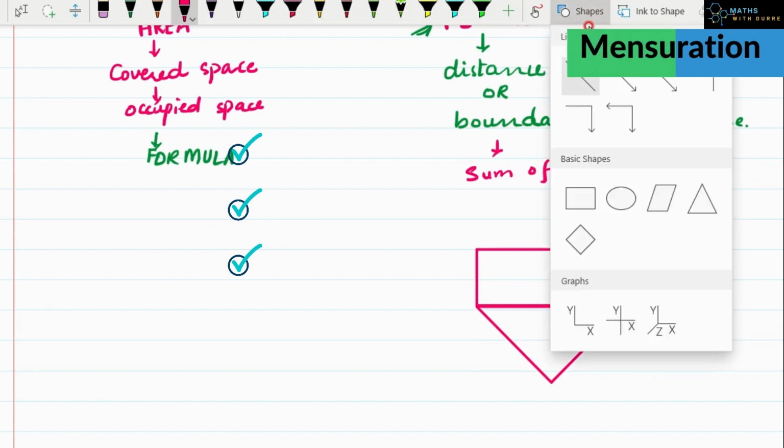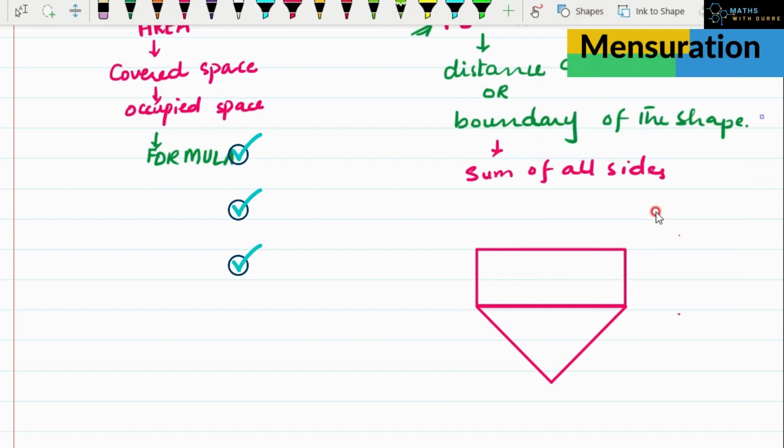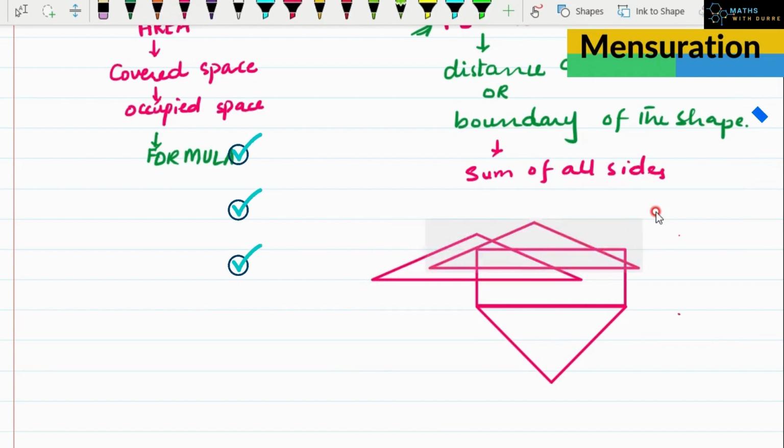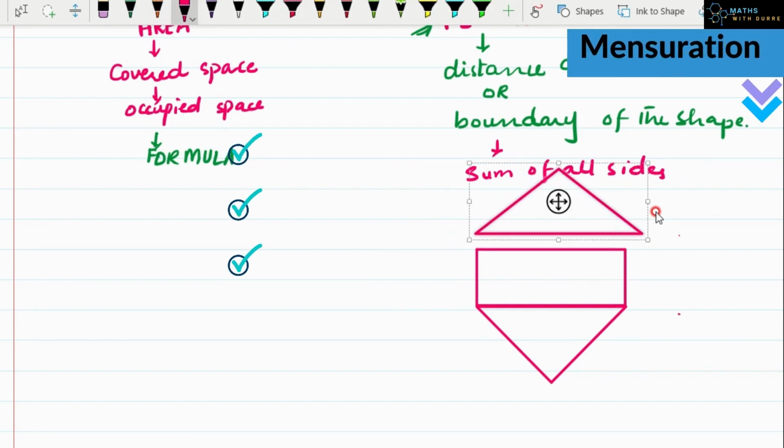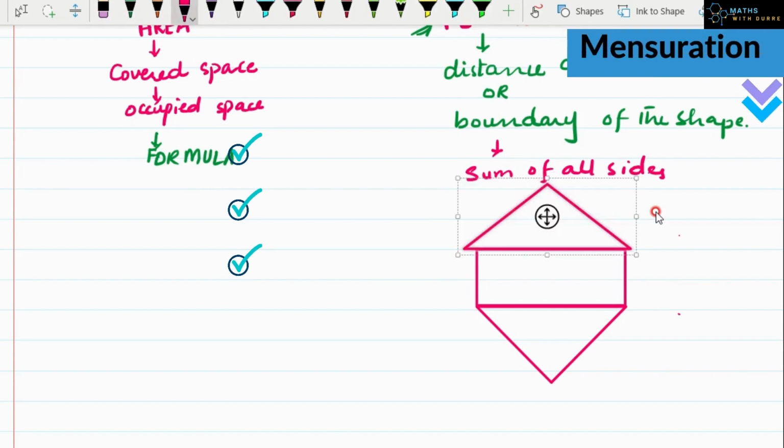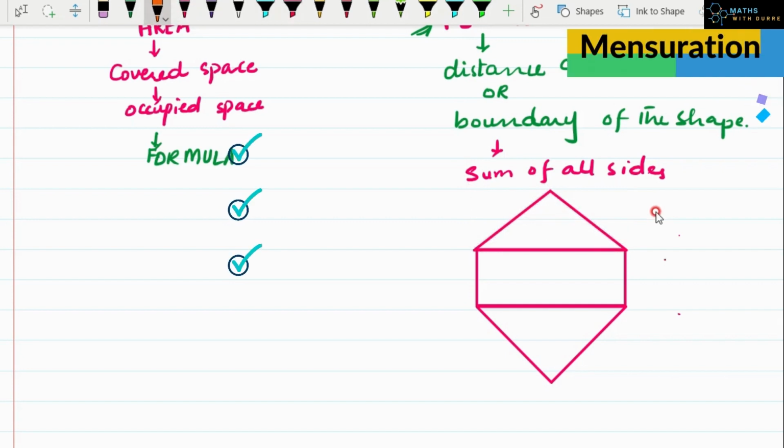and one more shape, another triangle. All right, here it is, perfect, and some values are given. For example, it is 3, 3, 4, 4, 6, 6, 10, and 10.